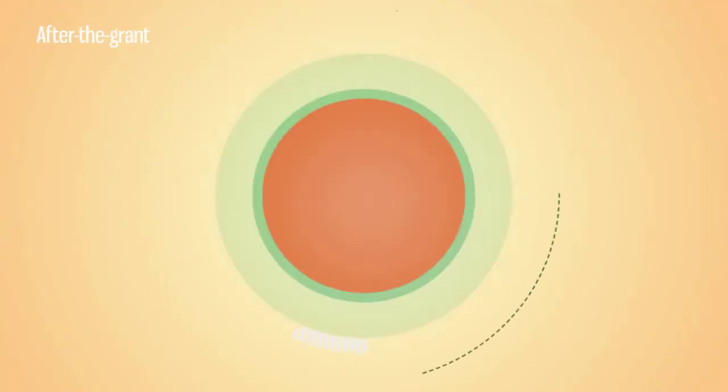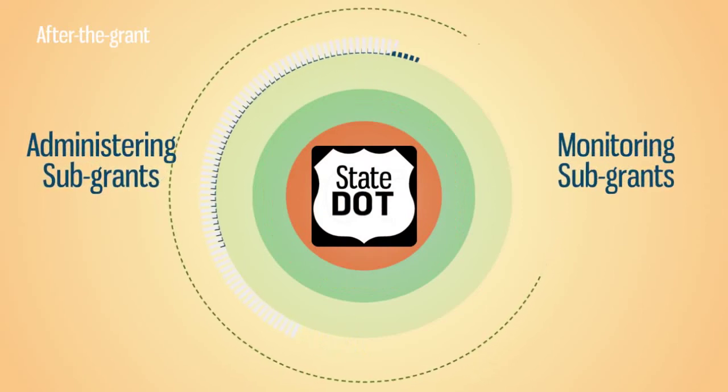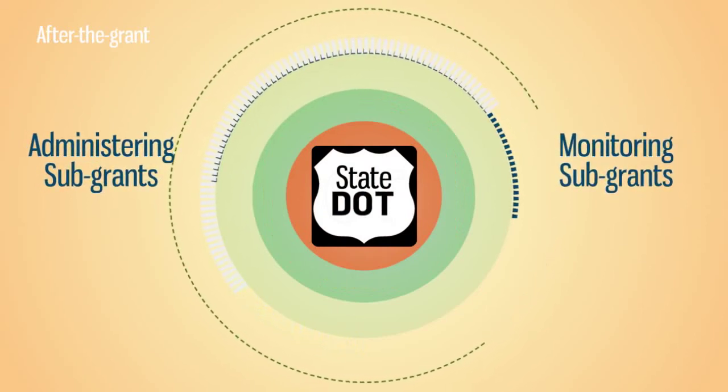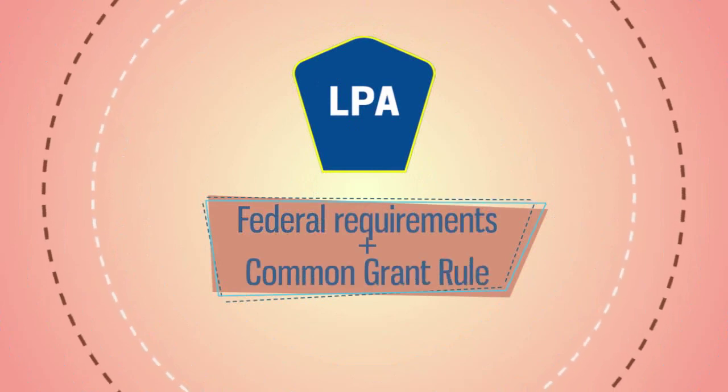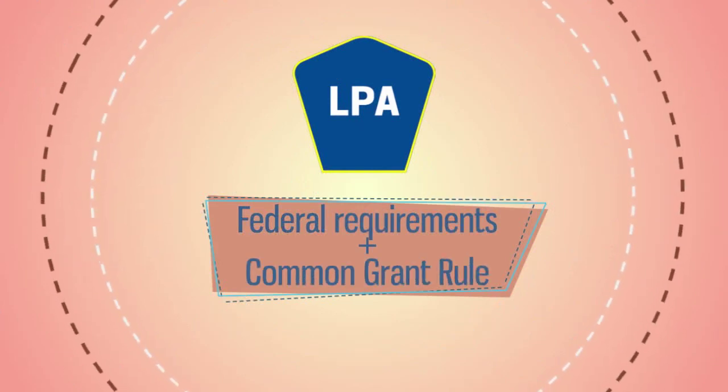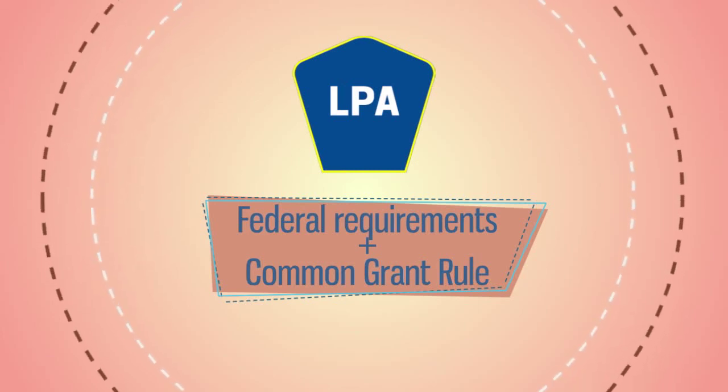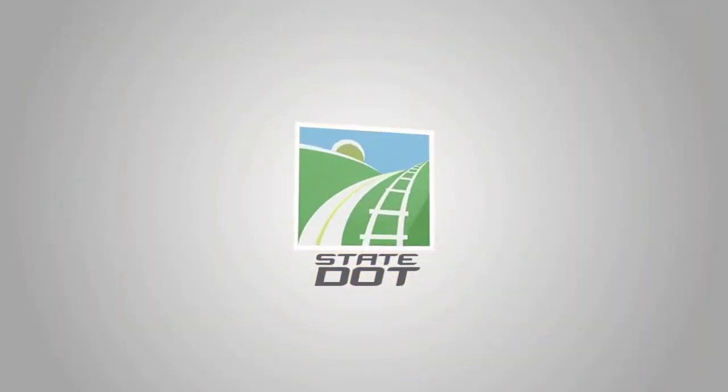The state DOT is responsible for administering and monitoring subgrants. However, as subgrantees, LPAs are required to ensure that they are meeting all federal requirements, including the Common Grant Rule. Contact your state DOT for more information and guidance.